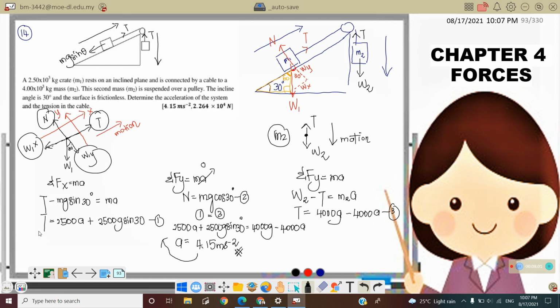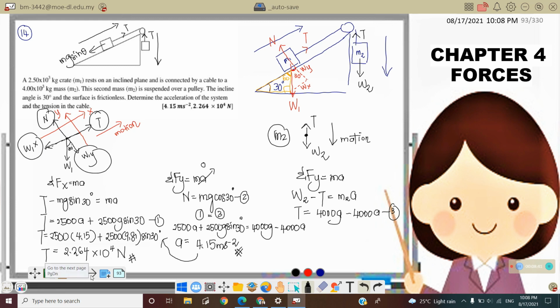Okay, so I will substitute into equation 1 where tension equals to 2,500A. I substitute 4.15 plus 2,500G, 9.81 sine 30 degree. So the tension that you get, the value, you will get 2.264 times 10 to the power of 4. Unit is Newton, because it's a tension. Okay, it's one type of force. Okay, so this is question number 14, where it involves the inclined plane.